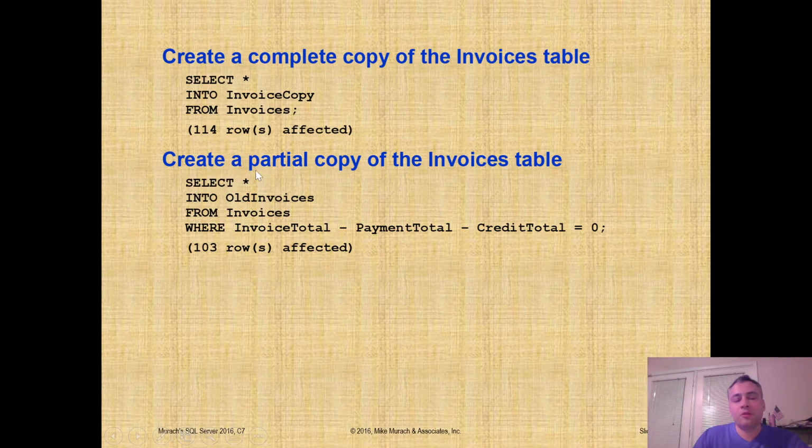We can also create a partial copy, so we can basically filter the results. In this case, this difference represents balance due, as we have seen many times earlier. So that could be your table old invoices.